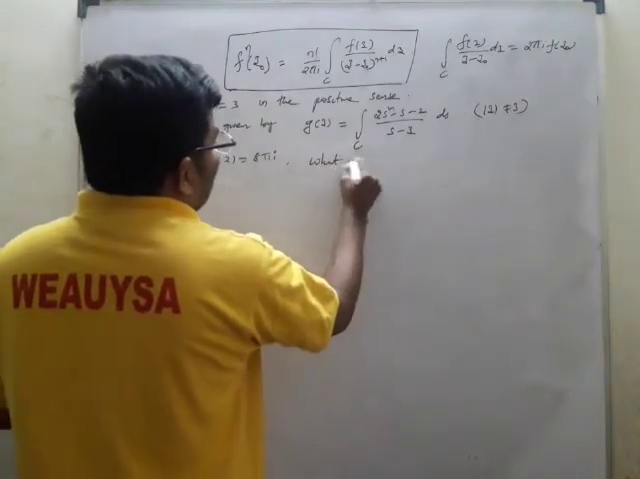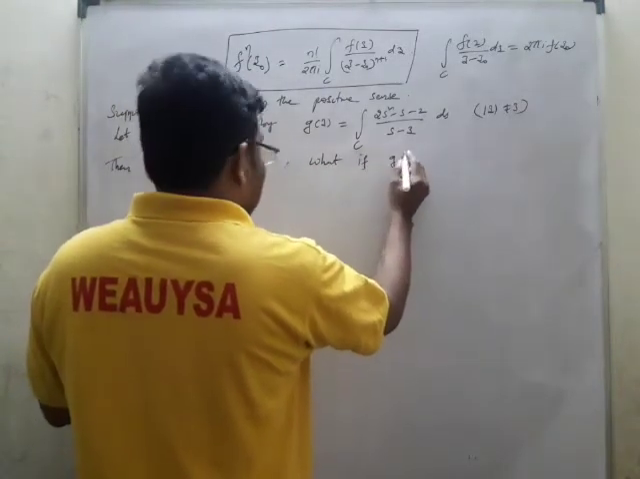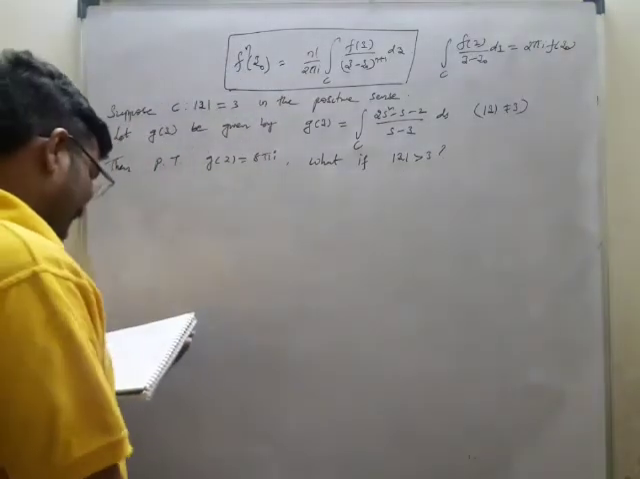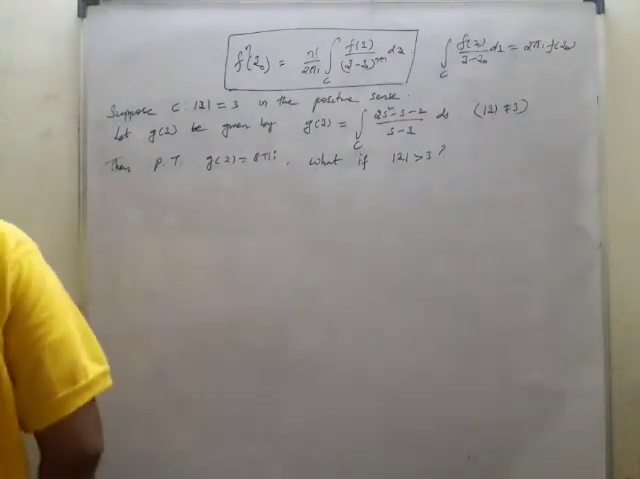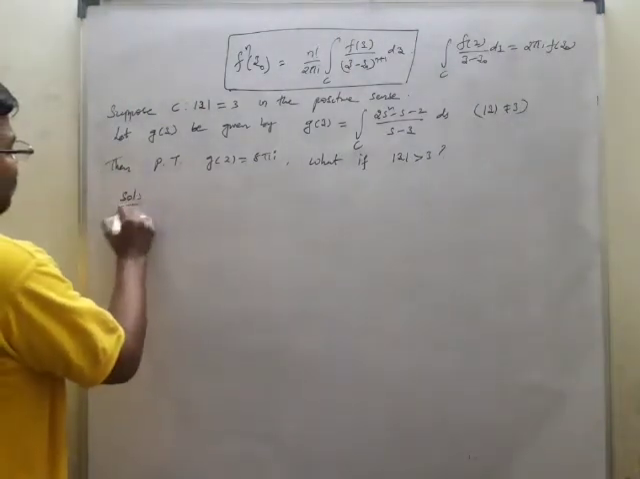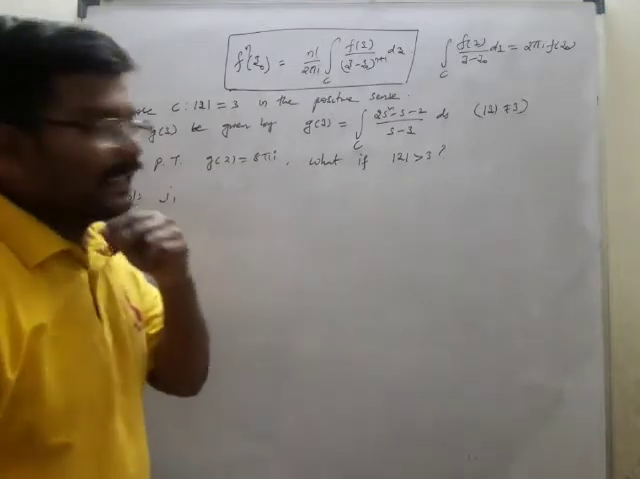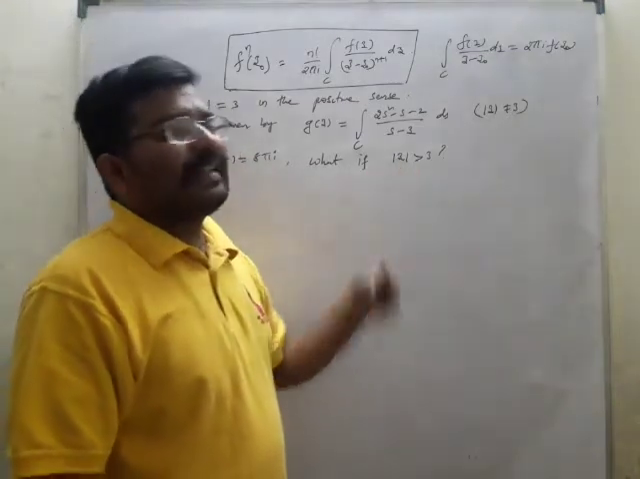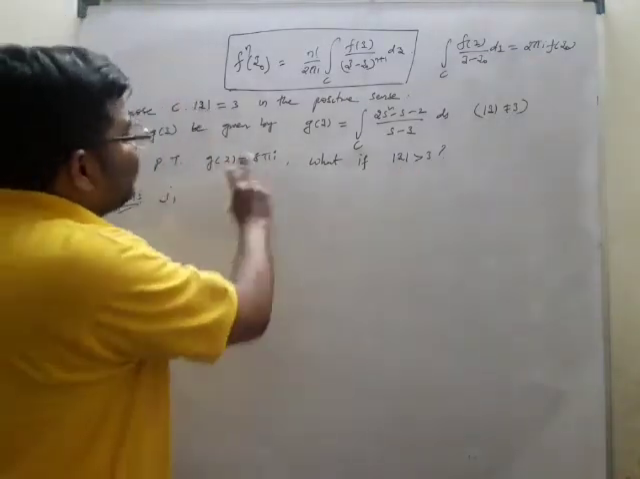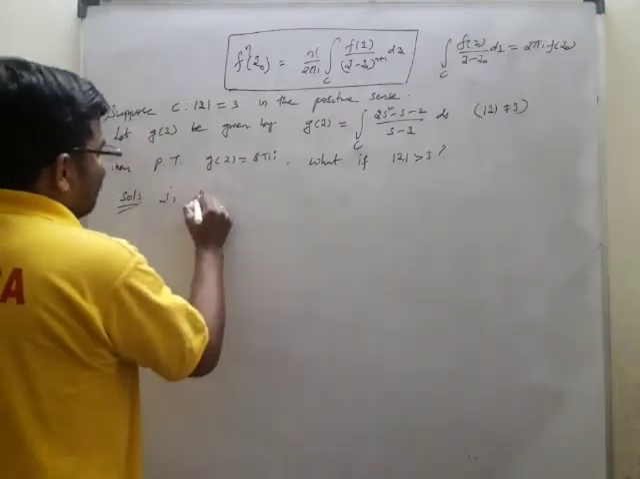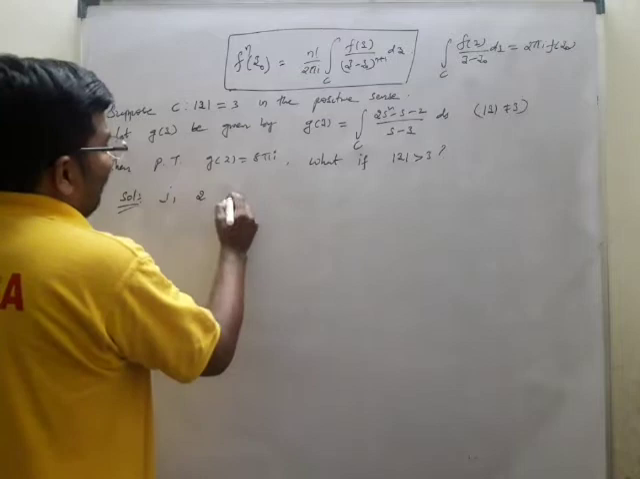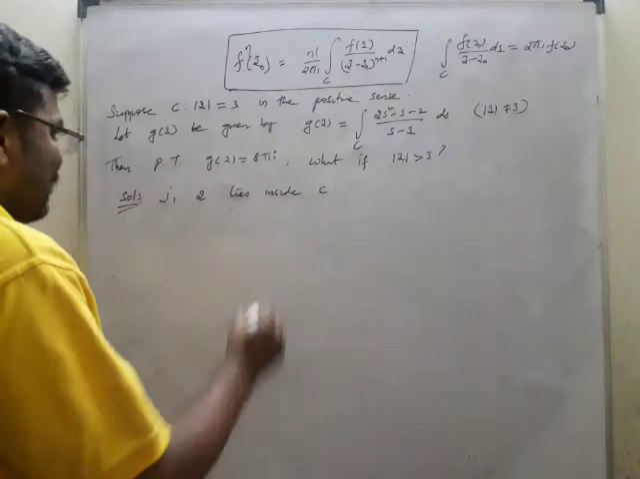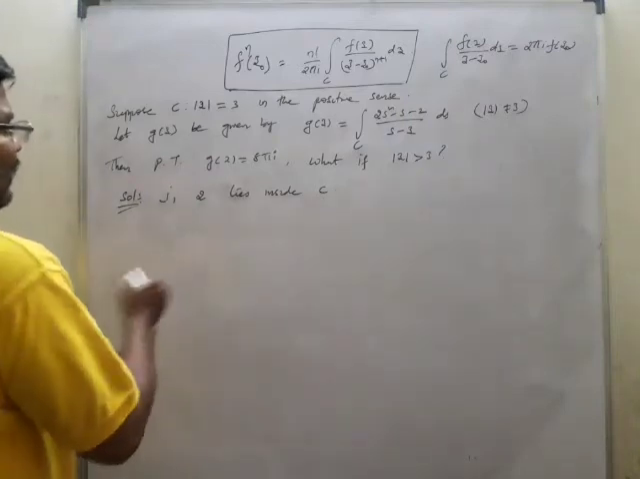What is g of z if mod z is greater than 3? What's the value when mod z is greater than 3? Okay, the solution now. We have to find two things. One is g of 2 is equal to 8 pi I. The other is when mod z is greater than 3, what is the value? So g of 2 should give you 8 pi I. If 2 lies inside C, what's the value of that integral?